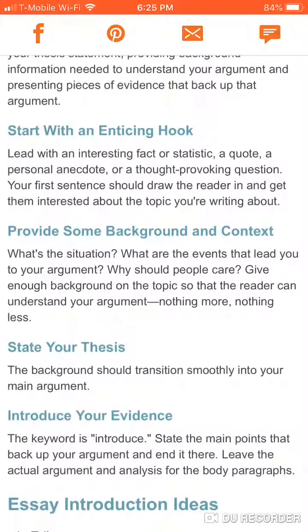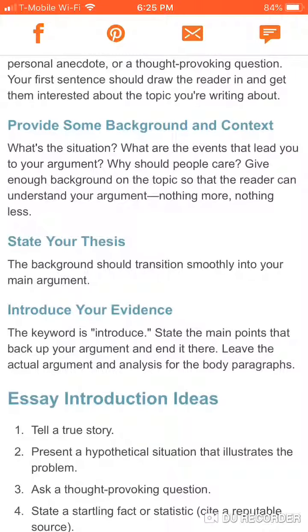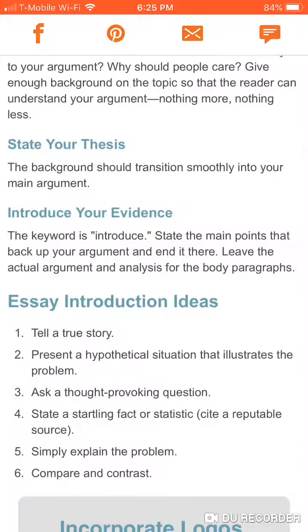Some introduction ideas. 1. Tell a true story. 2. Present a hypothetical situation that illustrates the problem. 3. Ask a thought-provoking question. 4. State a startling statistic from a reputable source. 5. Simply explain the problem. 6. Compare and contrast.